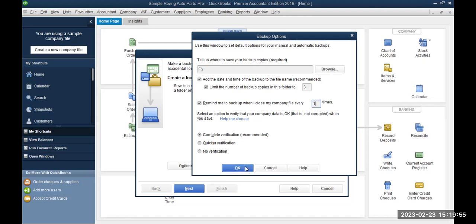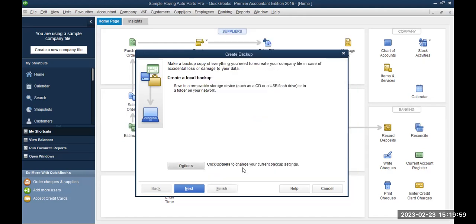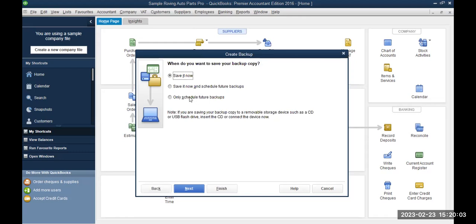Okay. So then you can do a complete verification to just check the data integrity, and then you go click on next. So you can save now and schedule future backups, or you can schedule future backups.